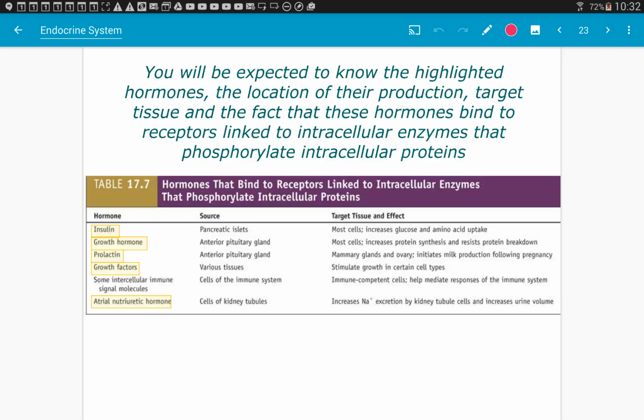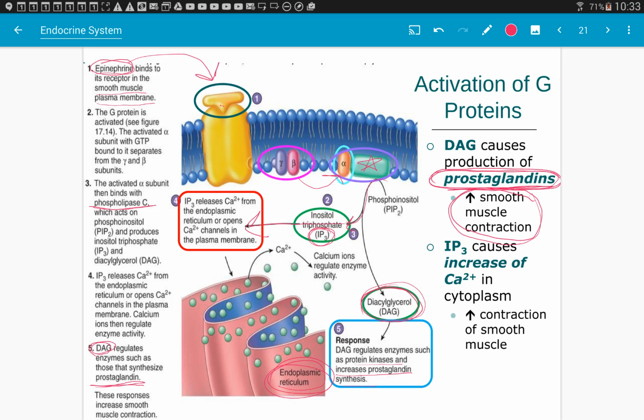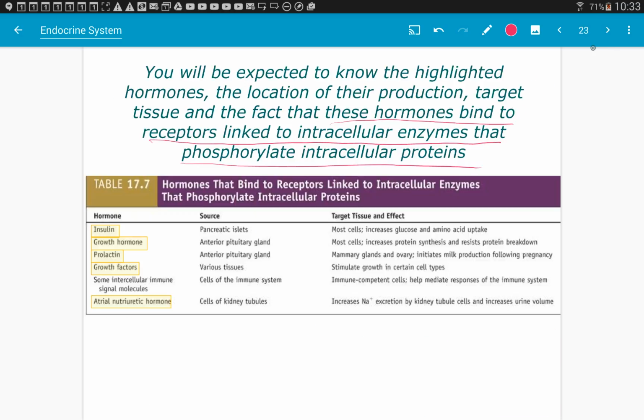Another one of those. You need to know the highlighted hormone, where they're produced, target tissue, and the fact that these particular hormones bind to receptors inside. Okay? All these other ones, these examples like atrial natriuretic hormone, prostaglandins, how we activate those, all of these are using G proteins, okay? And so this next set that we will talk about are not going to use G proteins. So no G proteins here. They're going to work in a different way.